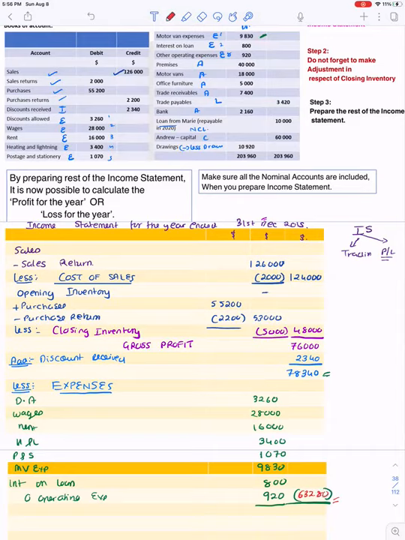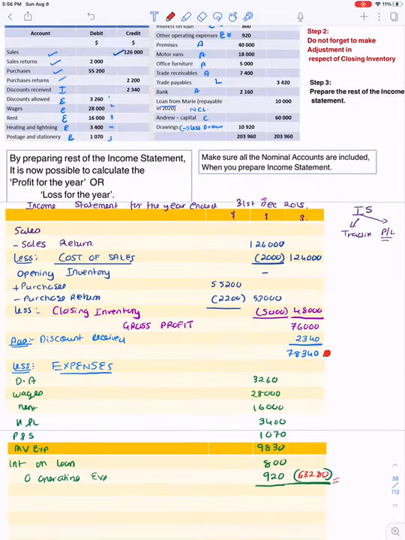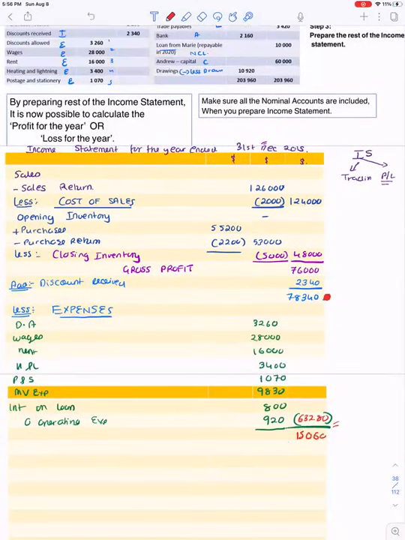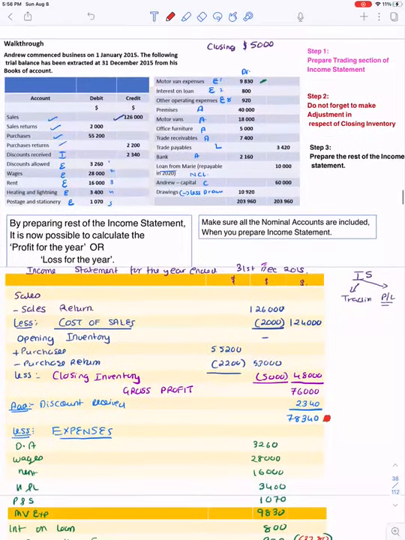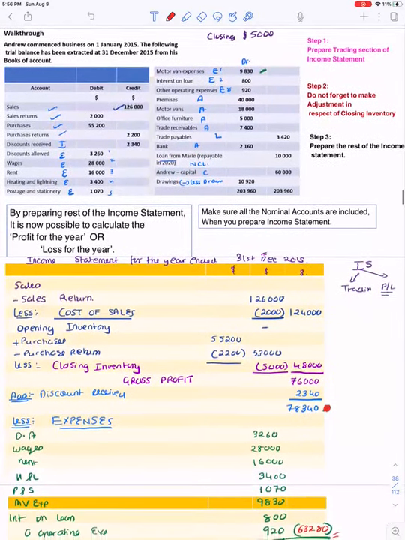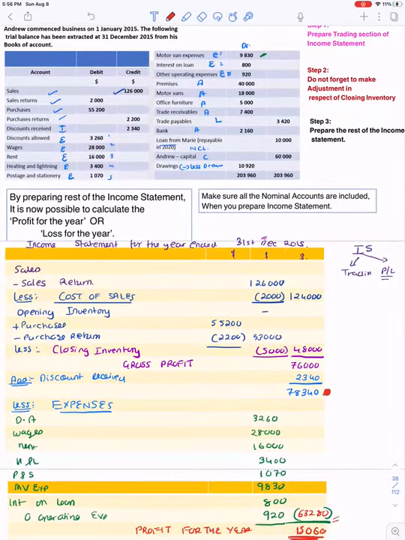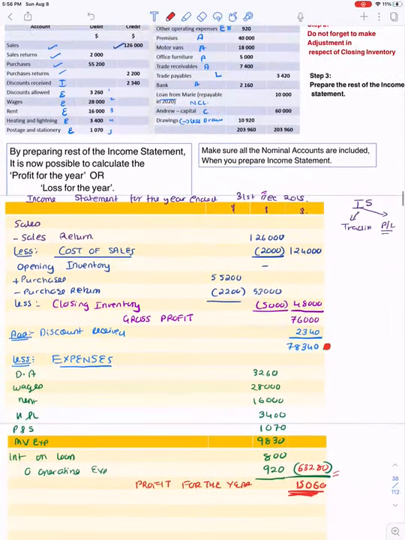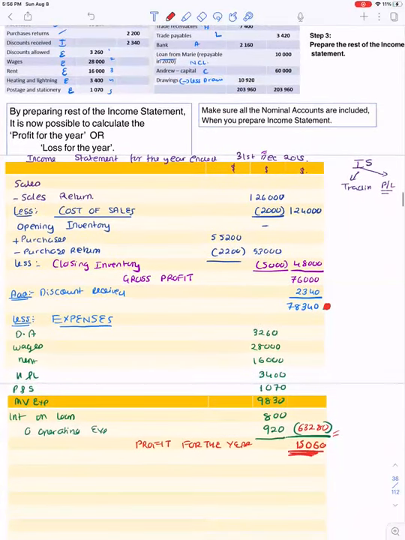63,280. This you have to subtract from 78,340. You would arrive at a figure that is 15,060, and this is nothing but your profit for the year. Profit for the year. This figure is very important because we will use it again in the statement of financial position. I hope I am very clear with how to prepare an income statement and also how we find out the profit for the year.